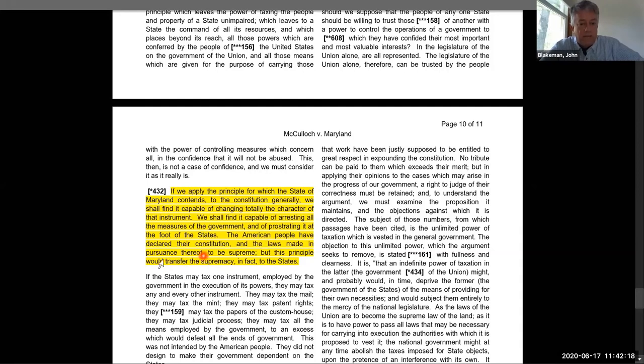And Marshall says, the American people have declared in their constitution and the laws made pursuant thereof that it's supreme. That's the supremacy clause in Article 6, remember, that the people of the nation spoke. The Constitution comes from the people of the United States, not from the sovereign and independent states. And the people of the United States agreed to Article 6 of the Constitution. They agreed that the Constitution and all laws made under it are supreme. So actually, Marshall brings us back around to that question we thought was distracting, right? Where does the Constitution come from? Maryland says it comes from the states. The Supreme Court says no, it comes from the people of the United States.